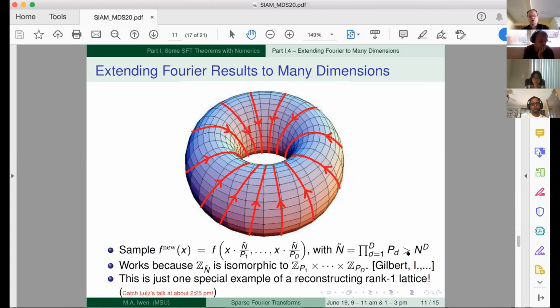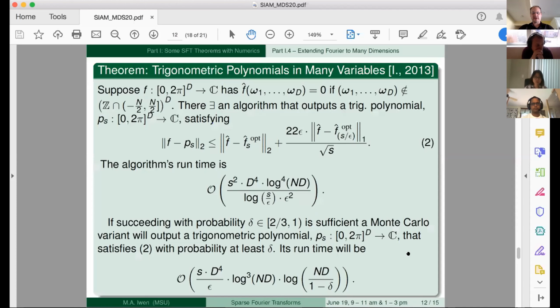And if you want to hear more about ways you can use this nice method to do function approximation for functions of many variables, you should again come back to the 1 p.m. session and listen to Lutz Kammerer's talk, where he'll talk more about how to do this type of thing.